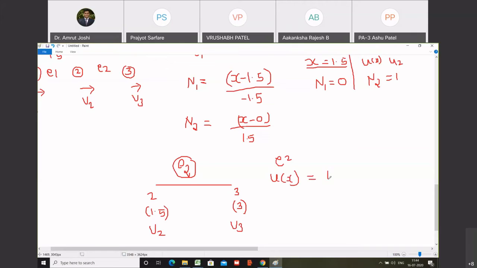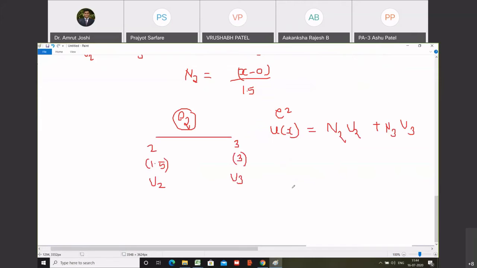How will we have to write it? It must be n2 u2. Mind you, this n2 is for element number 2. It is not for element number 1. That is different. n2 u2 plus n3 u3. What are the conditions? At x equal to 1.5, u of x is equal to u2. So I want n2 to be equal to 1 and n3 to be equal to 0. Do you agree?